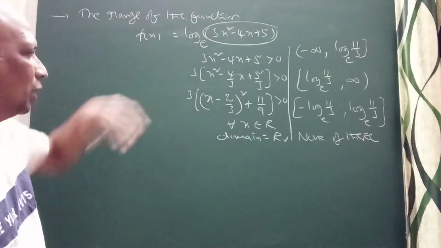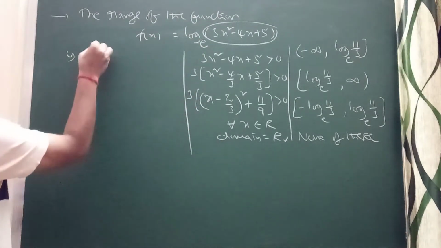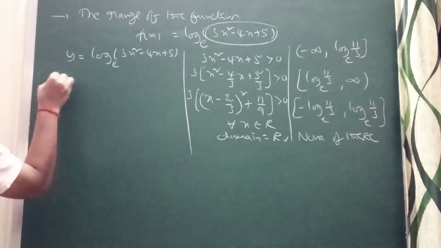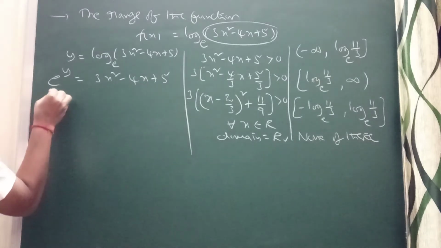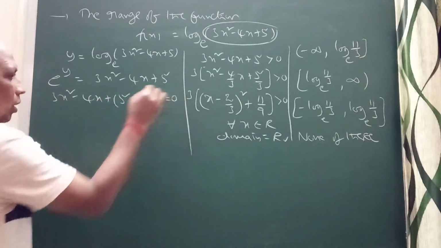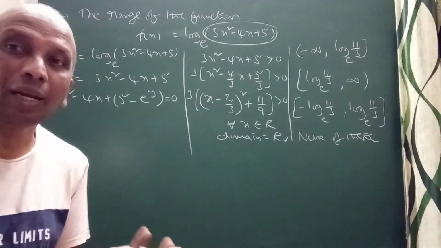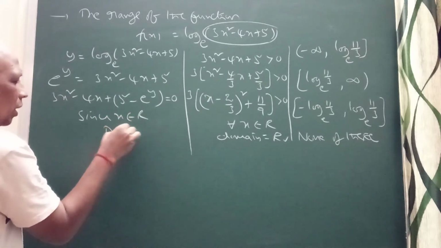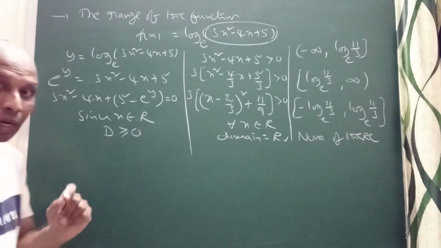Now coming to discuss the range of this function. Let y be equal to log of 3x square minus 4x plus 5 base e. So e power y is equal to 3x square minus 4x plus 5. So you can convert: 3x square minus 4x plus 5 minus e power y equal to 0. It's a quadratic equation in terms of x. But we know that x belongs to R, x is a real number. Since x belongs to R, the discriminant is greater than or equal to 0.